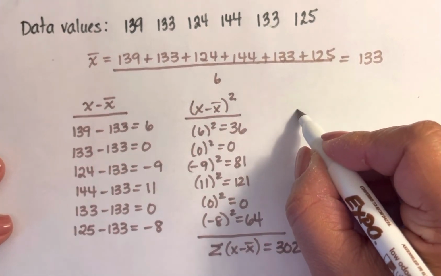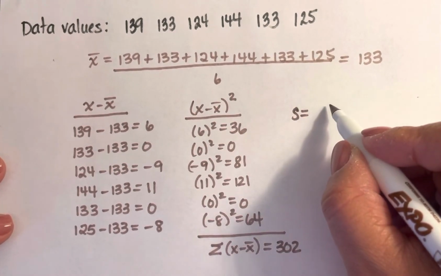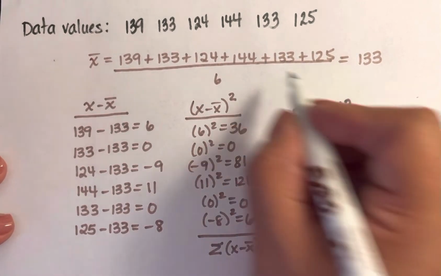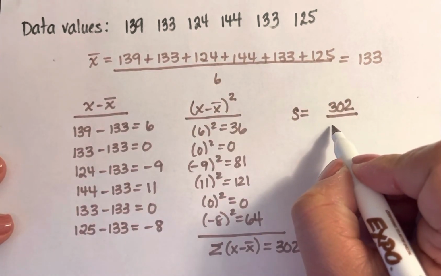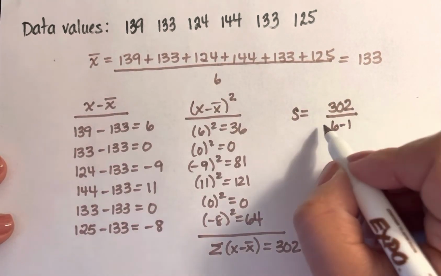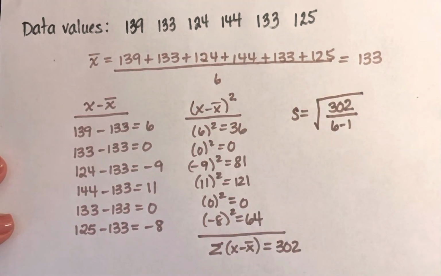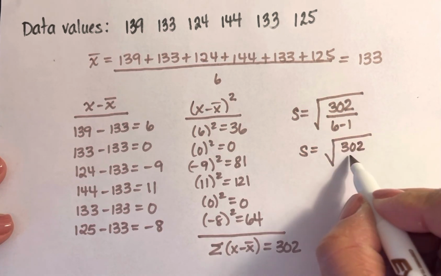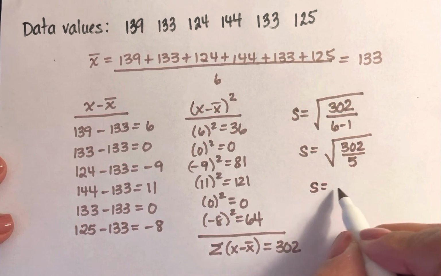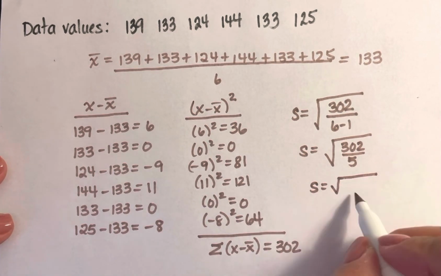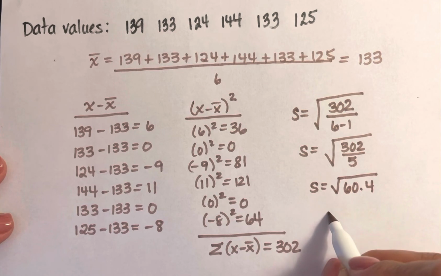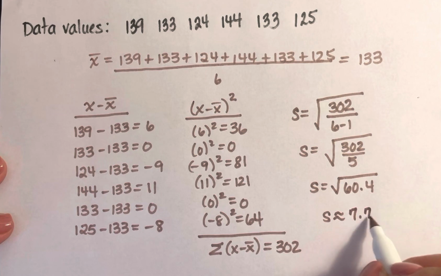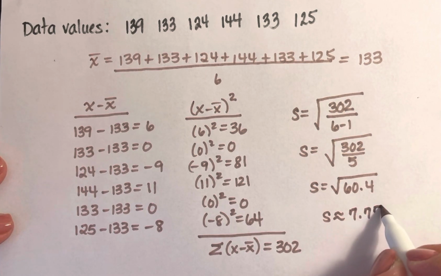And now we're going to divide that sum by our sample size minus 1. So since we had 6 values, it's going to be divided by 6 minus 1. And then we're going to take the square root. So it'll be the square root of 302 divided by 5. S will be the square root of 60.4. And if we round to 2 decimal places, we'll get that our standard deviation is approximately 7.77.